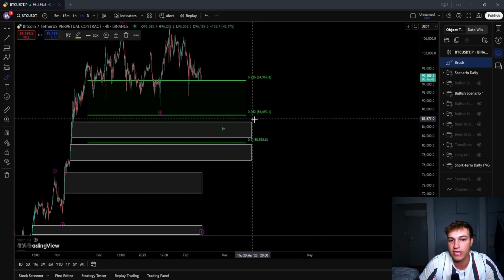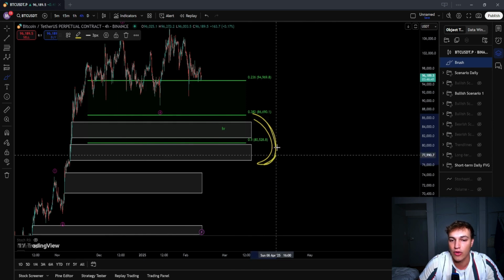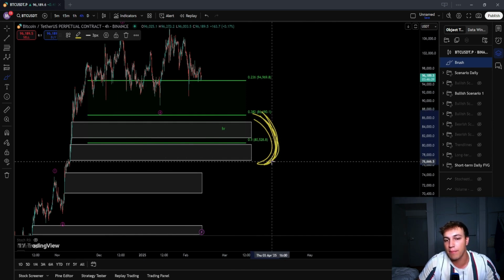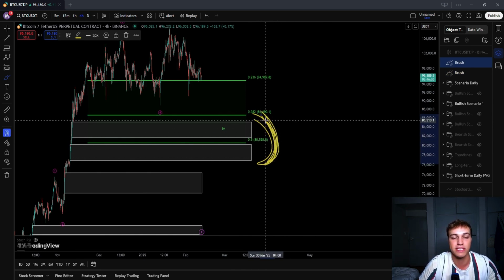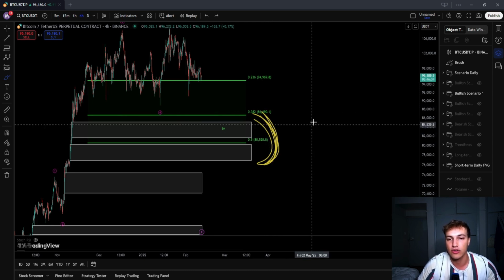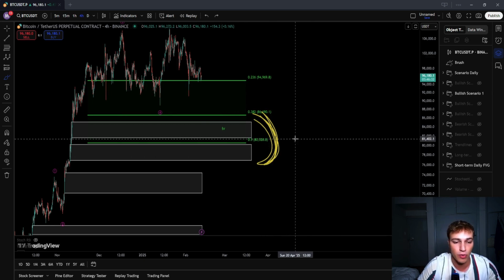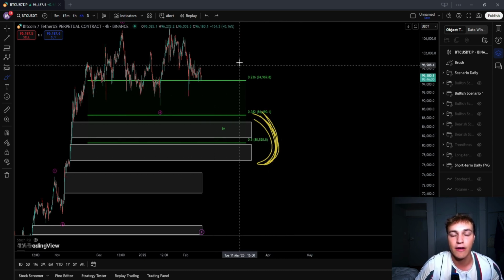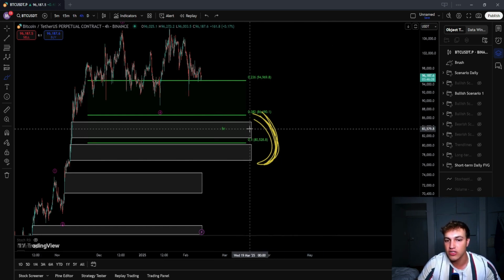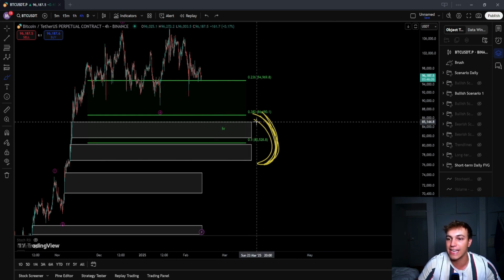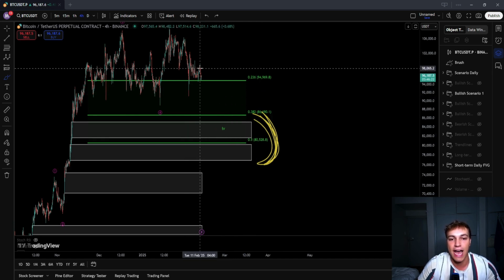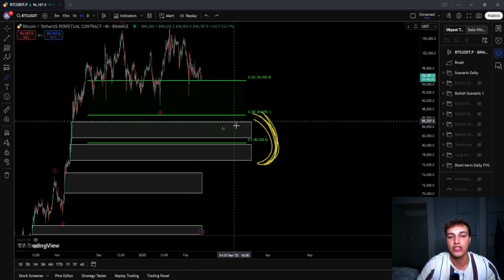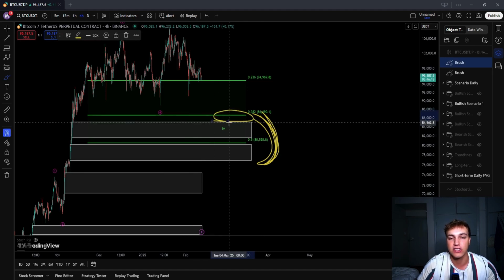There are two here that sit within the range of invalidation, but these two are likely to be touched in the coming days or so, maybe even weeks, as this range has been going for quite a while already. So we can see this one sitting at 85,144, possibly going to be acting as a good area to long, a good area of support.